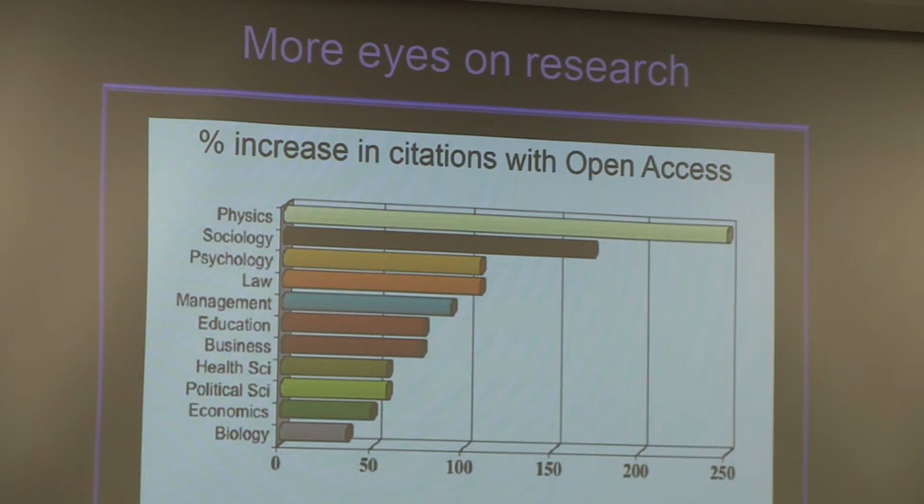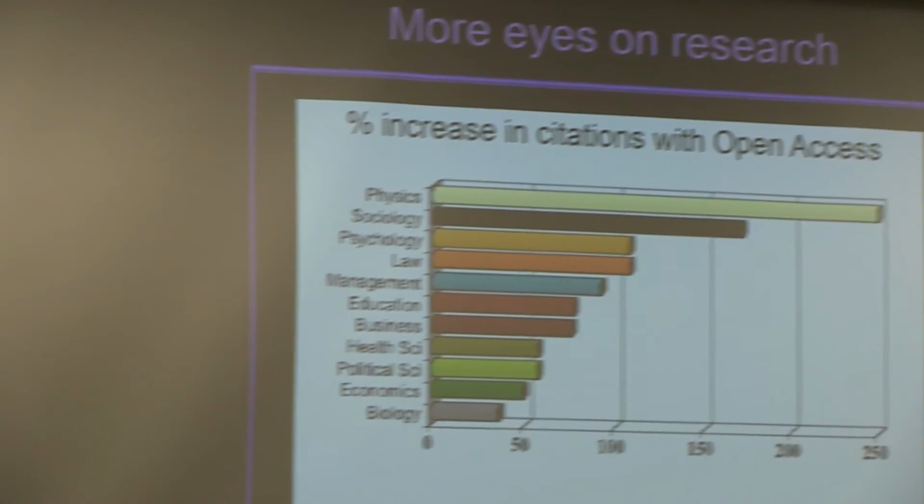Sociology is over 150%, psychology and law are over 100%. Other disciplines are lower. Biology is less than 50%, and I've actually seen biology quoted as even lower than that. But generally, for the majority of disciplines, if you publish your article in an open access journal, more people are going to cite it, which can't help but help the researcher, I think.